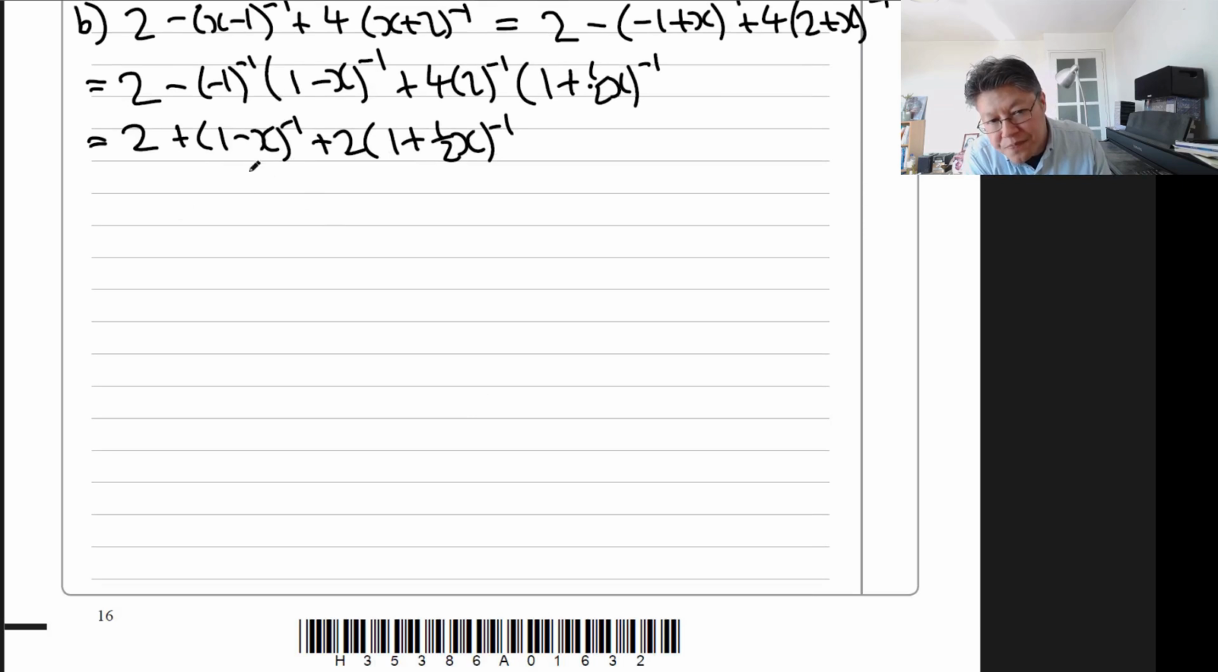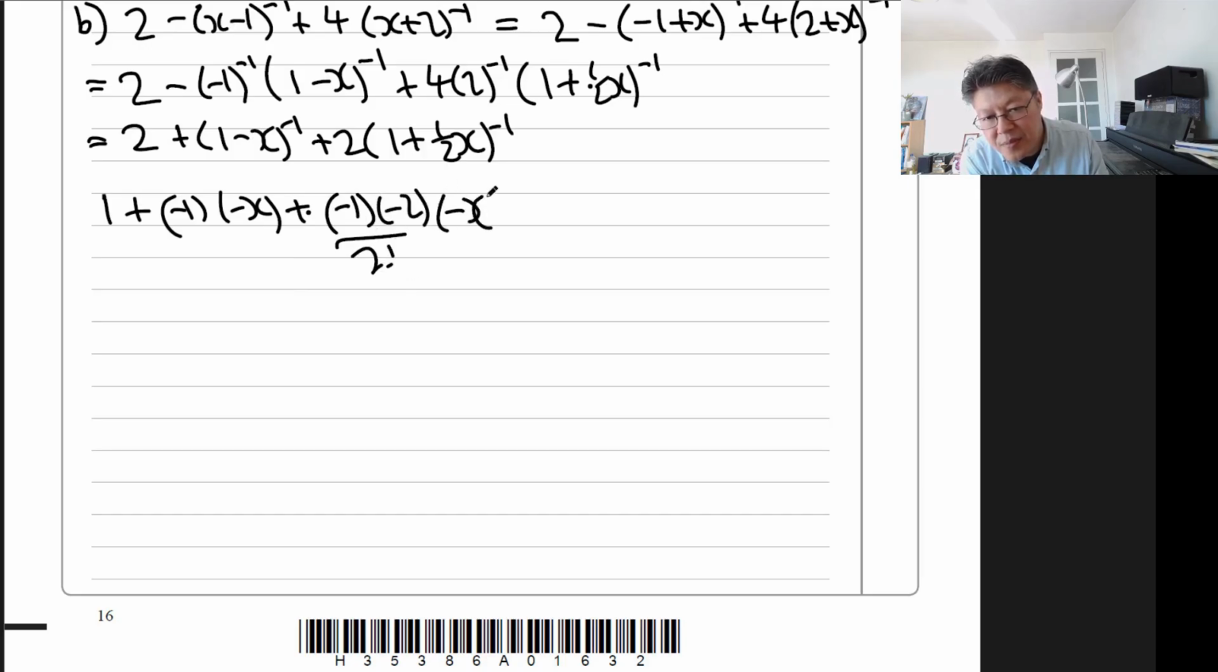So the first one, we get a 1 plus -1 times -x, and then the third term is going to be -1 minus 2 over 2 factorial times -x squared. And we can just simplify this. So that's 1 plus x. So this is a 2. Divide 2. 2 factorial is also 2, so that cancels, and we have a positive x squared. So plus x squared. So that's that term done. Next, we'll work on this bit.